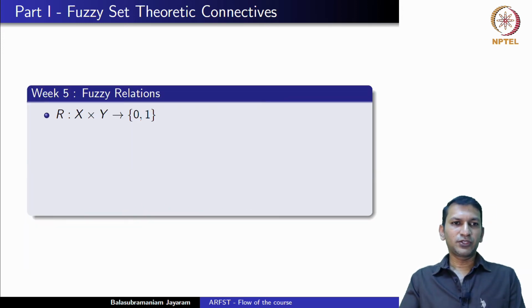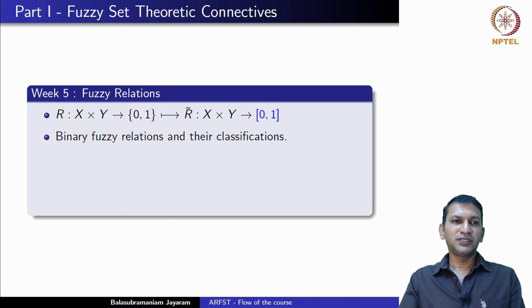In week 5 of this course, we will discuss fuzzy relations. We know the classical or crisp binary relation is a mapping from Cartesian product of sets to the set 0, 1. We will see fuzzy relations as extensions of this, where the codomain becomes the unit interval 0, 1. While we can talk about fuzzy relations on arbitrary Cartesian products, largely we will deal with binary fuzzy relations and some interesting and useful classifications of them.